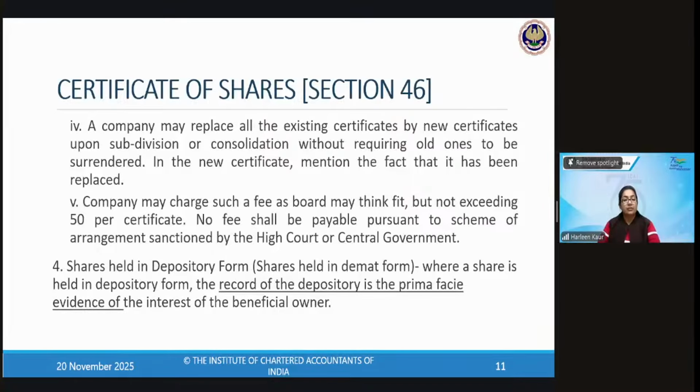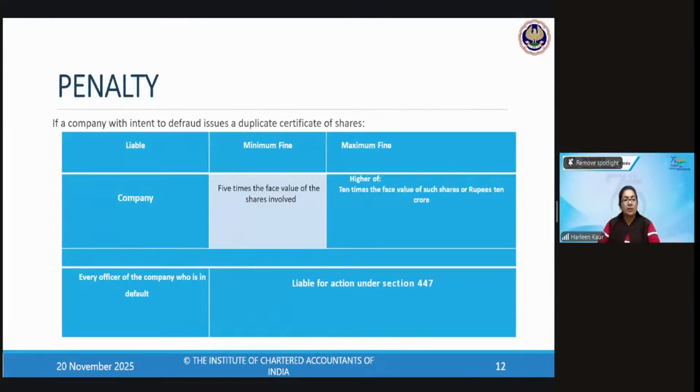All right. Then share certificate was quite a simple topic, and this is your penalty. If anybody is trying to defraud and issue duplicate share certificates, then 5 times the amount of the face value of the shares involved, or the maximum fine can be 10 times the face value of the share, or 10 crore rupees, whichever is higher. Also, you're penalized under section 447 if you have defaulted in the duplicate share certification.